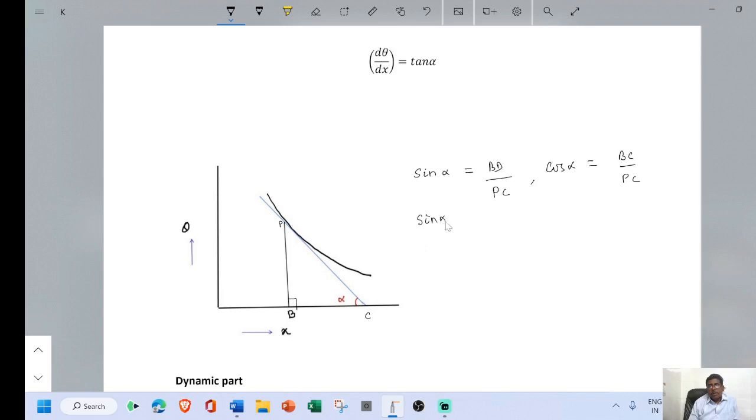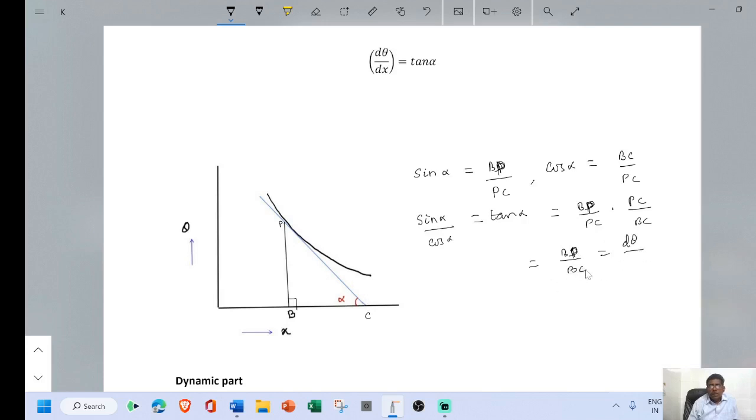Sin alpha by cos alpha, which is equal to tan alpha, equals BP by PC into PC by BC, which is equal to BP by BC. The value of BP, not BD, this is P. We have specified this one as P. This is BP. The value of BP is d theta.